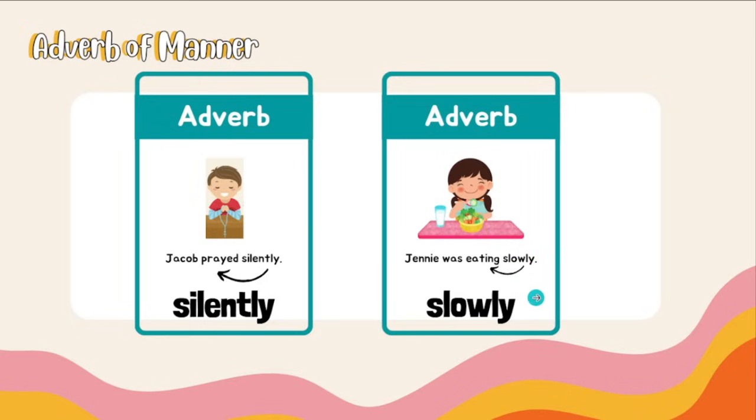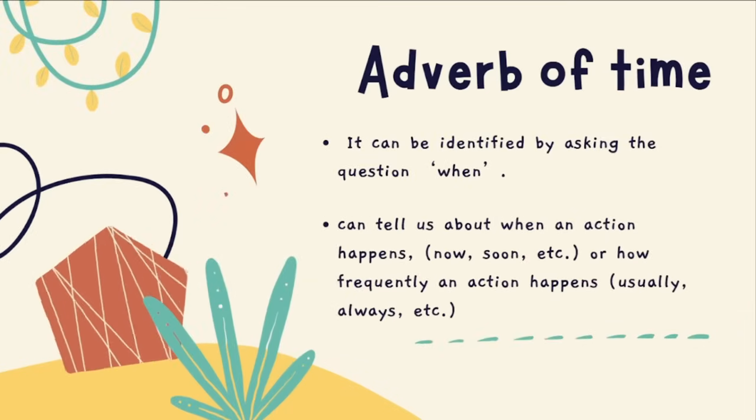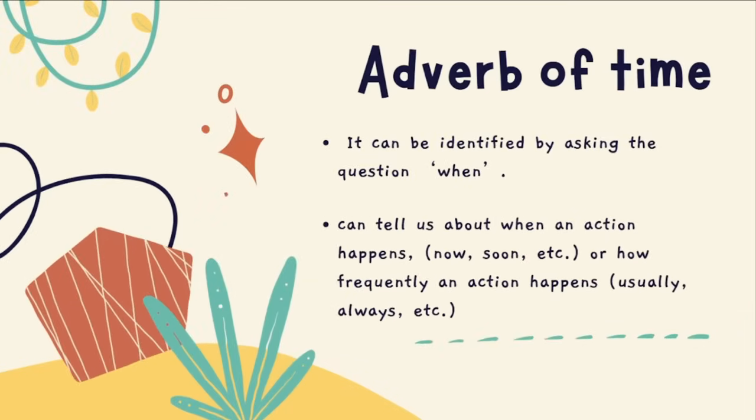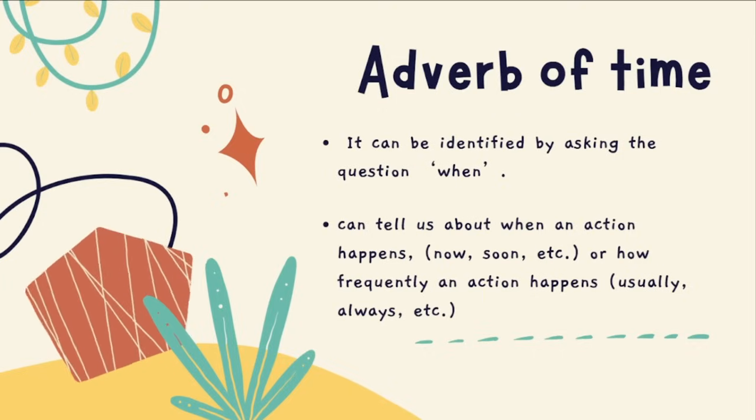So again, slowly is our adverb that modifies the verb. Eating is an example of an action word. That's why it's a verb. So this time we have the adverb of time.